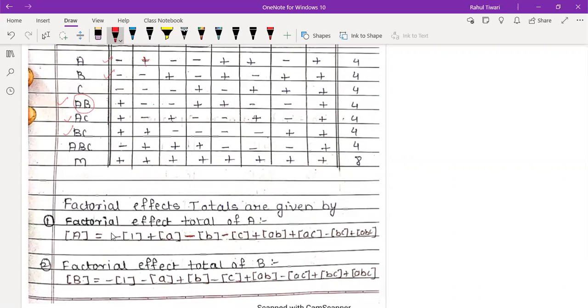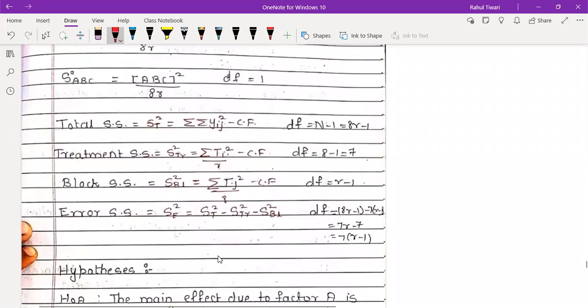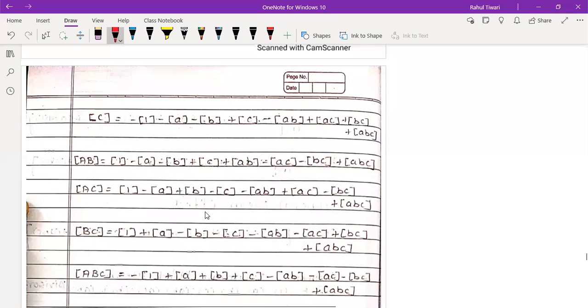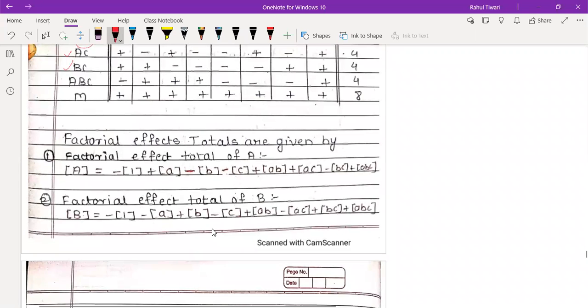So factorial effects will simply be the addition or subtraction of your factorial totals. Okay, but how to get these totals? For that we have to create the 8 table. For that, you first have to find the treatment effects, in this table. Once you get the treatment totals, based on the 8 table you will get the factorial effects. Okay, you will get the factorial effects.